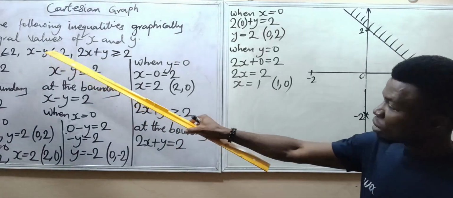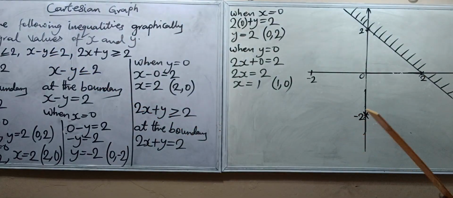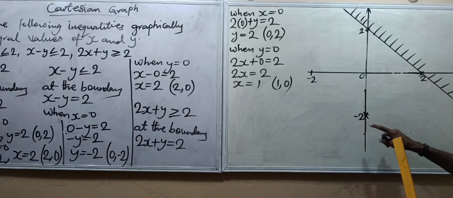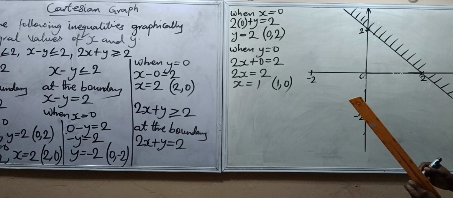So we are connecting these 2 points now, this one and this one. And we look at the equation, it is also less than or equal to. It is not less than alone, it is less than or equal to. That means those points are included. That means we're going to use thick lines and not dotted lines.